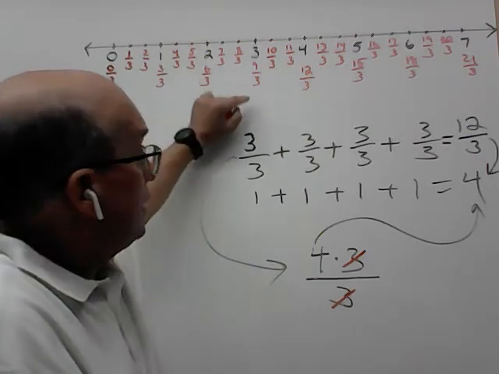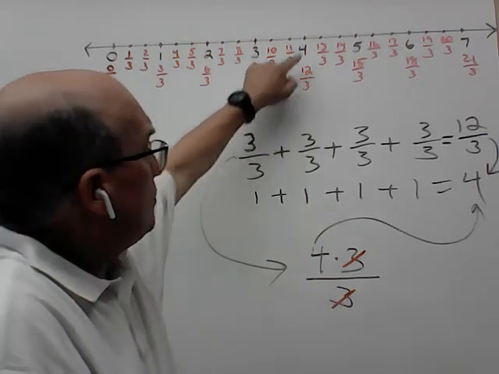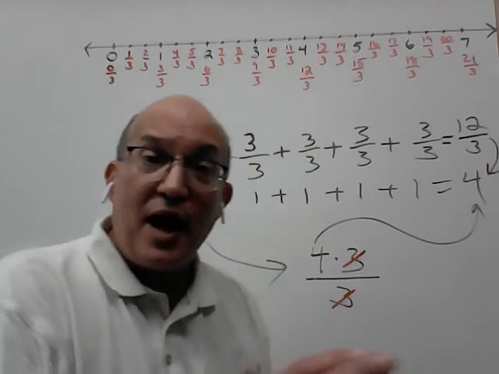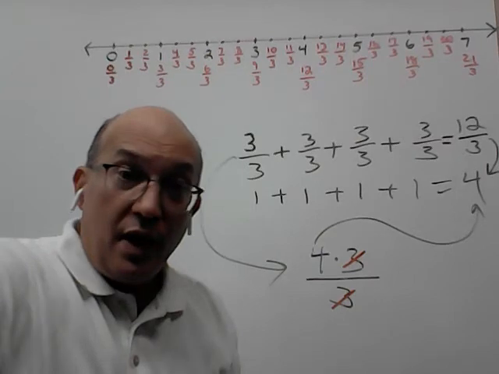3 divided by 3 is 1. 6 divided by 3 is 2. 9 divided by 3 is 3. 12 divided by 3 is 4, and so on. That's the pattern that you might have noticed. And it works. It's true.